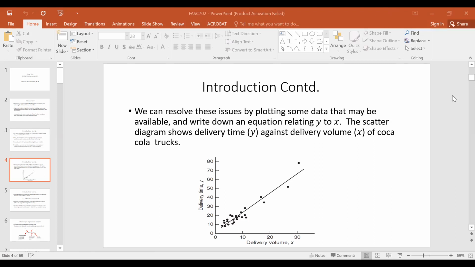So we say a good place to start, because it's a quantitative technique, is to plot a scatter plot of the two variables. In this example, this is about how many cartons of Coca-Cola a driver can deliver against the time. Okay, how much Coca-Cola is this person able to deliver in an hour or 30 minutes and so on.